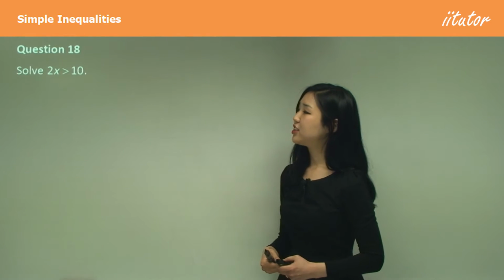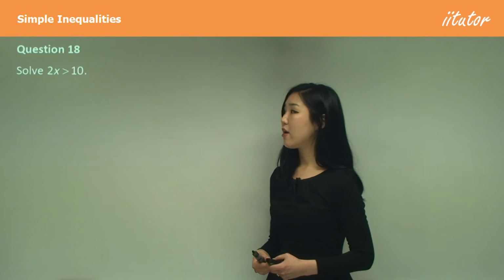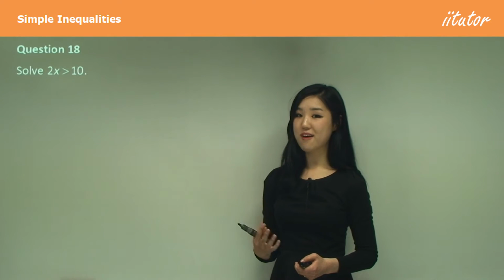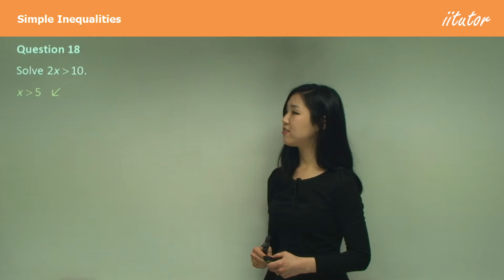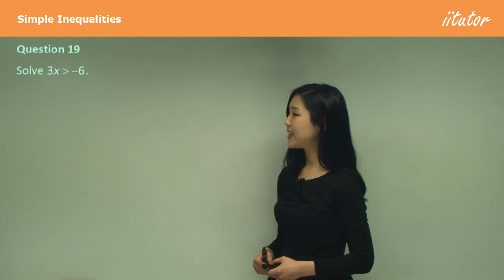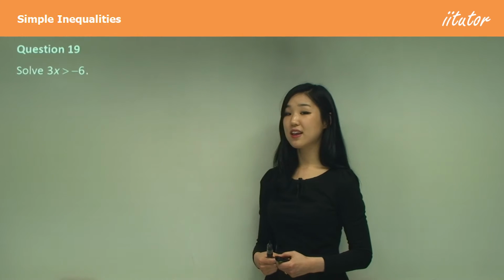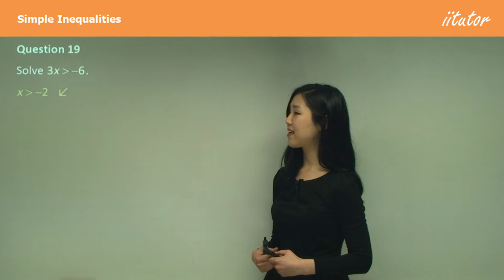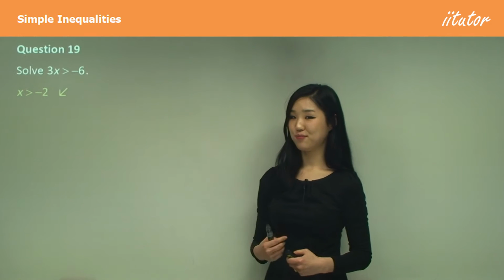Now 18, 2x is greater than 10. Now I don't want 2x, I just want x. So what do we do? We divide. So divide by 2 and get 5, so x is just greater than 5. 19, 3x is greater than negative 6. I don't want the 3 there, so divide by 3, so x is greater than negative 2.